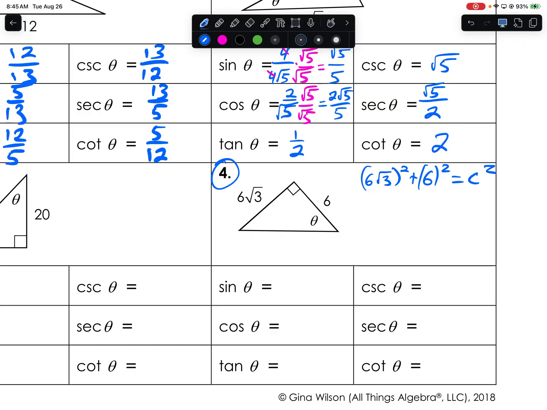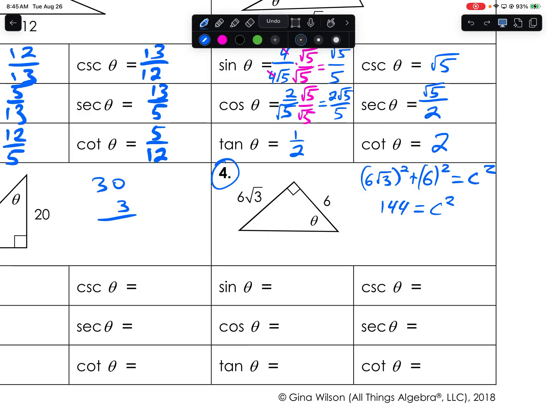6 squared is 36. 36 times 3, 108. 108 plus 36, 144. You got that. I just multiplied it in my head. I did 6 times 6. Square root of 3 times square root of 3 is 3. So 36 times 3. When I think of 36 times 3, I go like this in my head. 30 times 3.